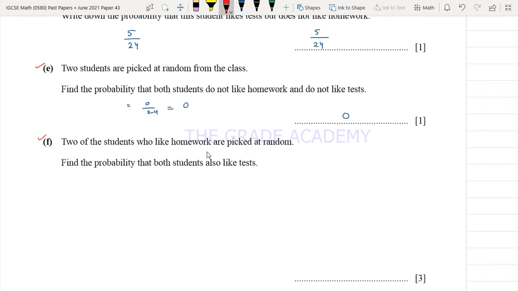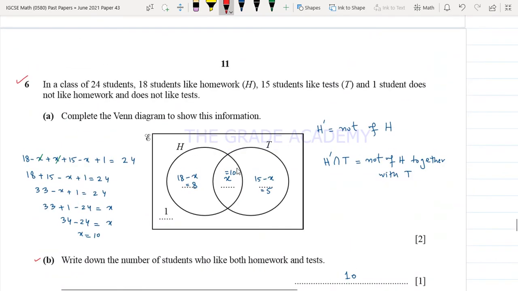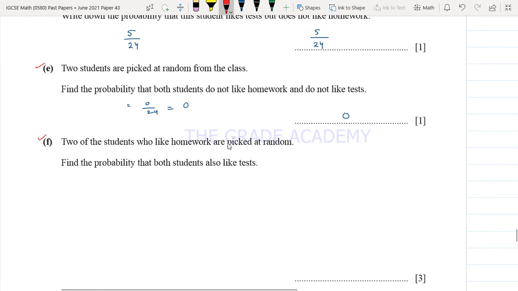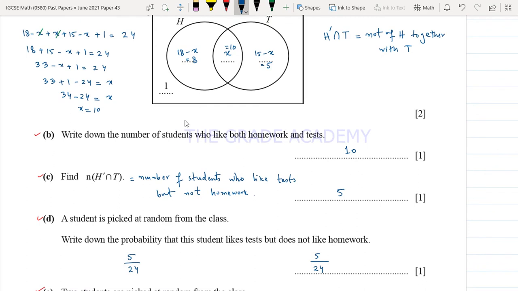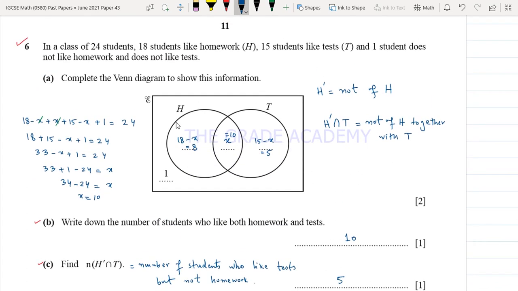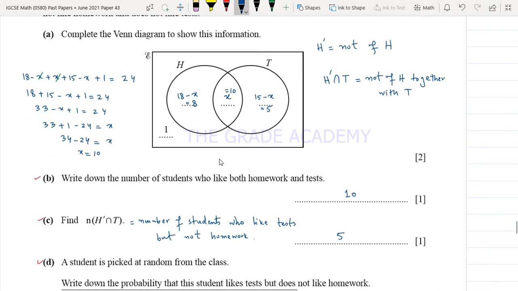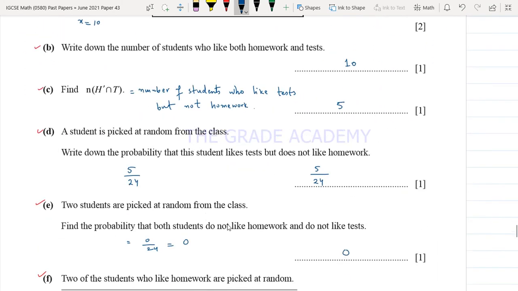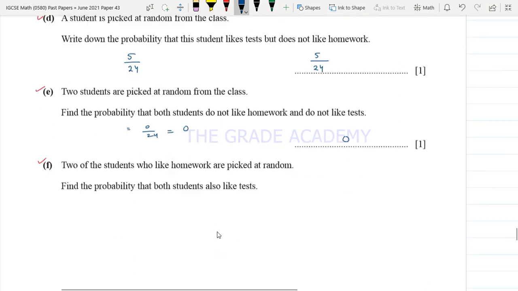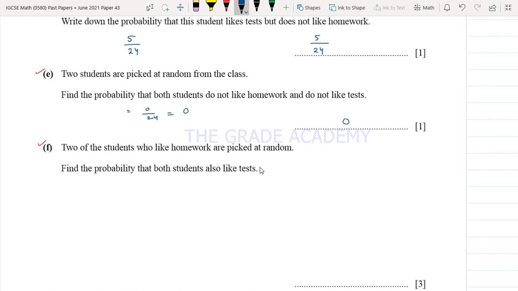So 2 of the students who like homework are picked at random. Now we are considering the students who like homework. So how many students are there who like homework? So there are 18 students who like homework. Okay, so out of 18, we are going to pick 2 students who also like tests. So out of these 18, we have to take 2 students who also like tests. So there are 10 students who like both homework and tests. Okay, so when we are going to take the first student, we have 10 out of 18 options. Okay, so we have 10 students to choose from 18.